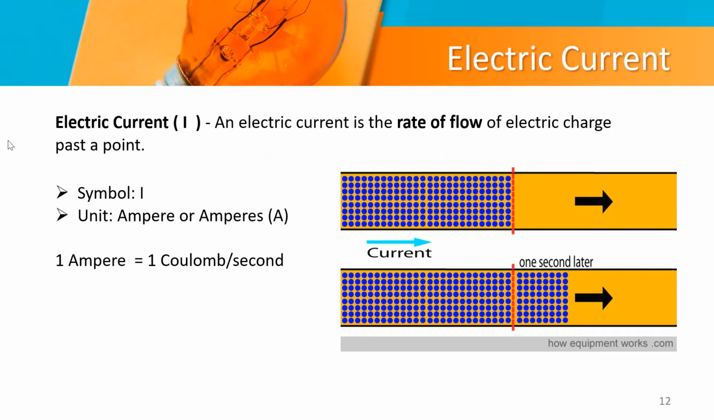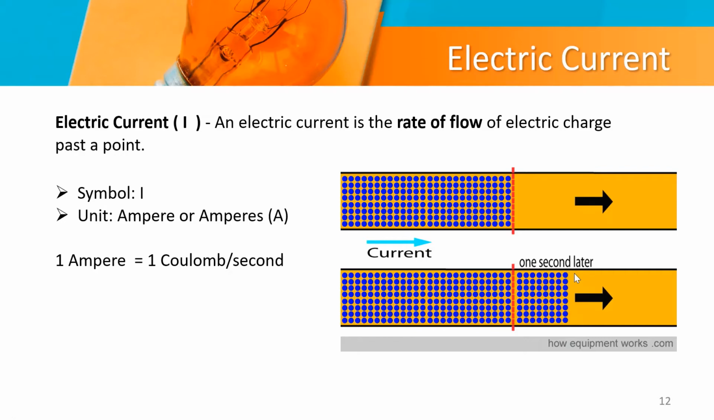Now the first in line is the electric current. Electric current is defined as the rate of flow of electric charge past a point. What does it mean? Now imagine that this is a conductor, as we can see here in the diagram. Along the way, we're going to establish an imaginary line represented by a red vertical line. Now in this case, the amount of electric charge that will pass through this line in 1 second is called the electric current because it signifies the rate of flow.